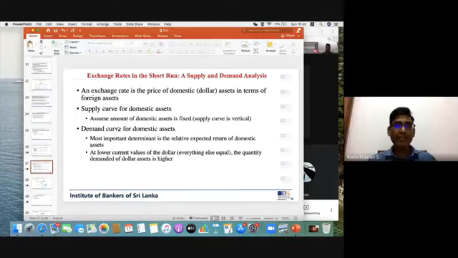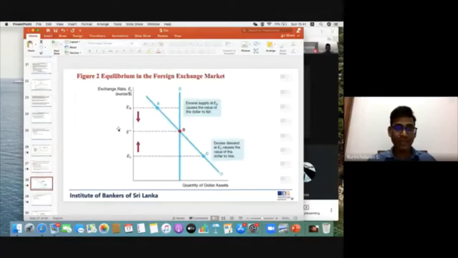At a lower current value of the dollar, the quantity demanded of dollar assets is high. That's what we have seen here. Lower value, then you will get more demand. Okay, so these are two key factors that determine the demand.